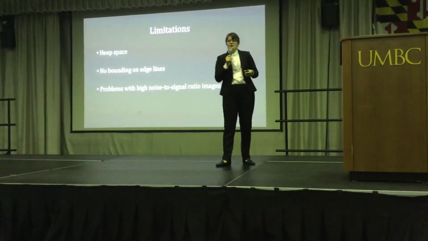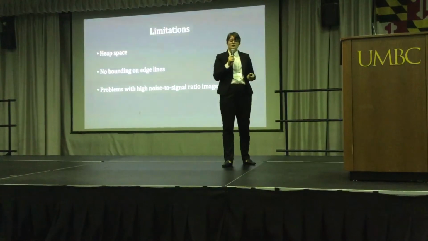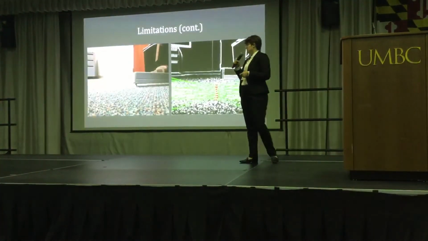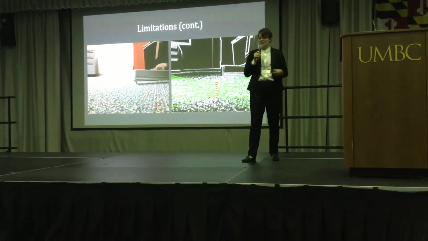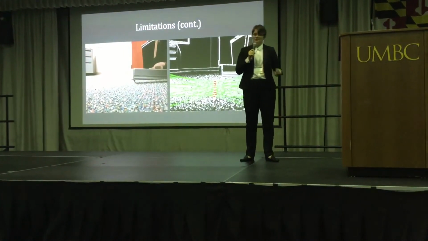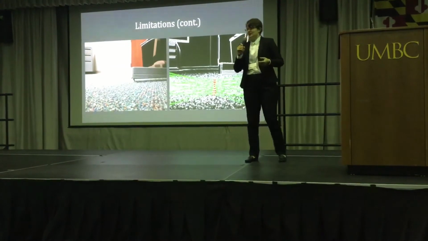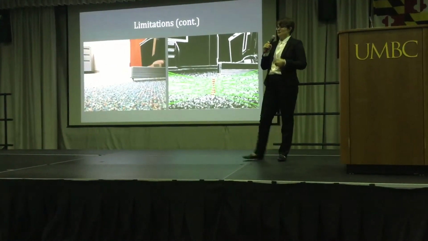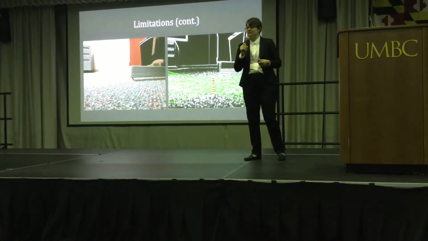And finally, the algorithm tends to struggle with high noise to signal ratio images. These are images that are noisy or dirty, like this one here. This is the floor of our carpet, or the carpet of our lab. The floor is ripped up, and you can see it's a little noisy, it's a little dirty, and the algorithm tends to give us a bunch of false positives for this. Another thing we need to solve.